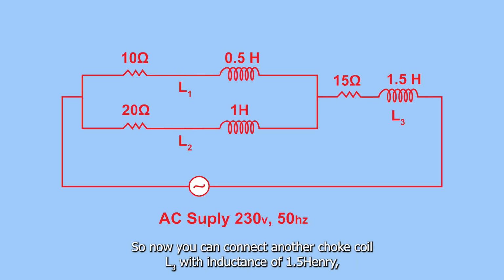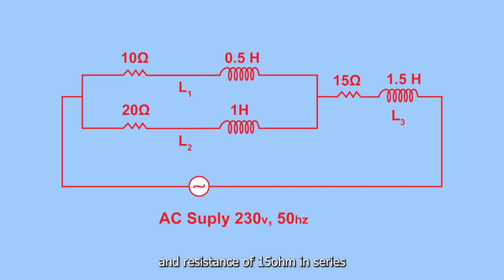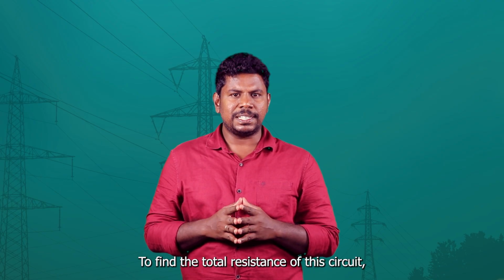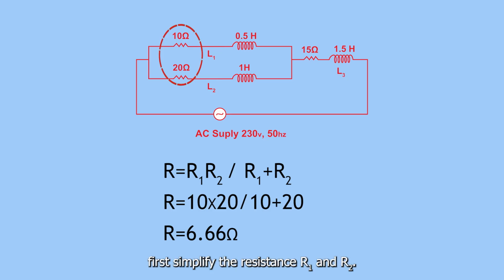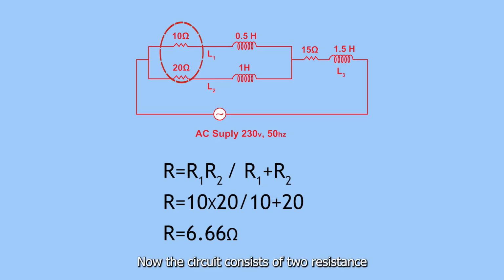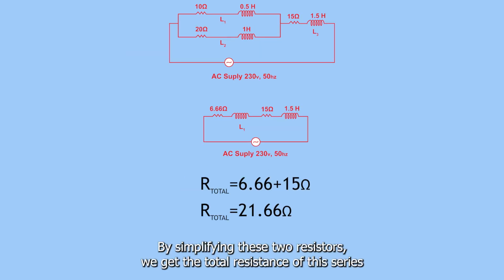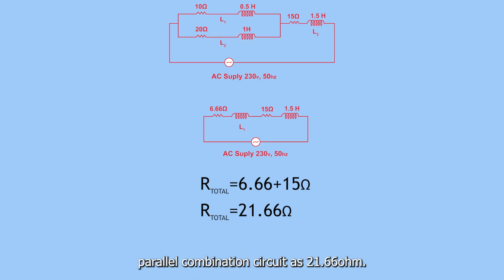Now, you can connect another choke coil L3 with an inductance of 1.5 Henry and resistance of 15 ohm in series with the existing parallel circuit as shown in the picture. To find the total resistance of this circuit, first simplify the resistance R1 and R2. Now, the circuit consists of two resistances, 6.66 ohm and 15 ohm, in series. By simplifying these two resistors, we get the total resistance of this series parallel combination circuit as 21.66 ohm.